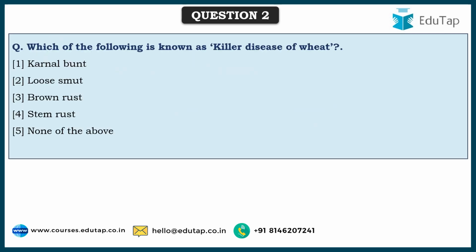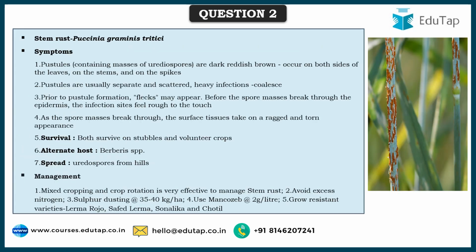So friends, here comes the next question. Which of the following is known as killer disease of wheat, which causes huge damage to wheat? And the correct answer here is stem rust, which is caused by Puccinia graminis tritici. And symptoms include pustules, which contain masses of uredospores of this Puccinia graminis tritici. They are formed on the leaves, which are dark reddish brown, occur on both sides of the leaves, on the stems and on the spikes.